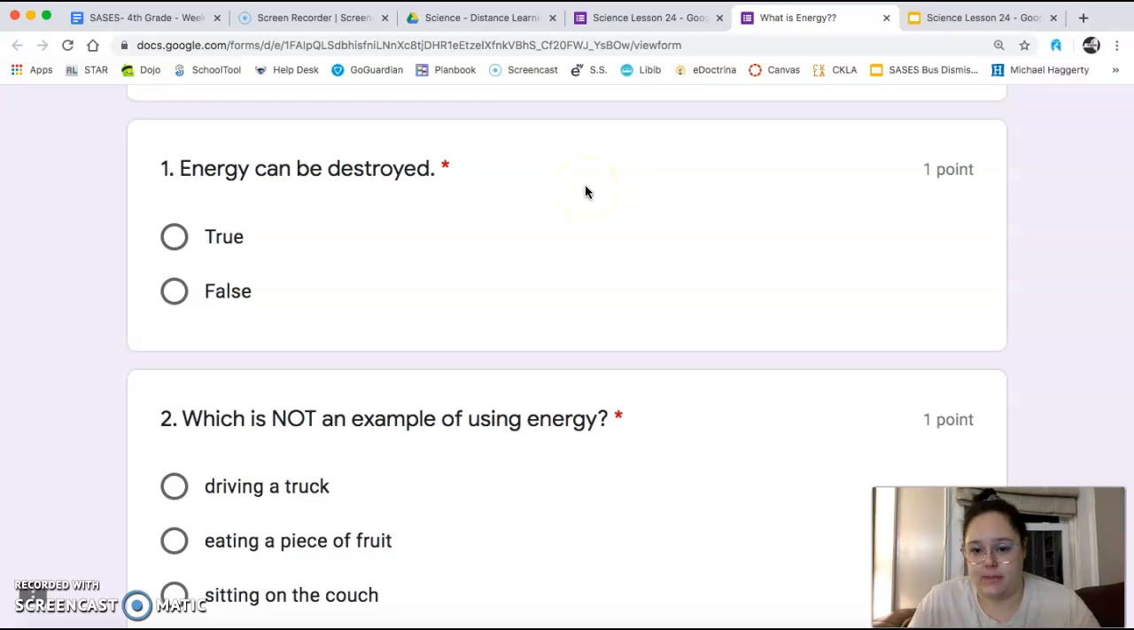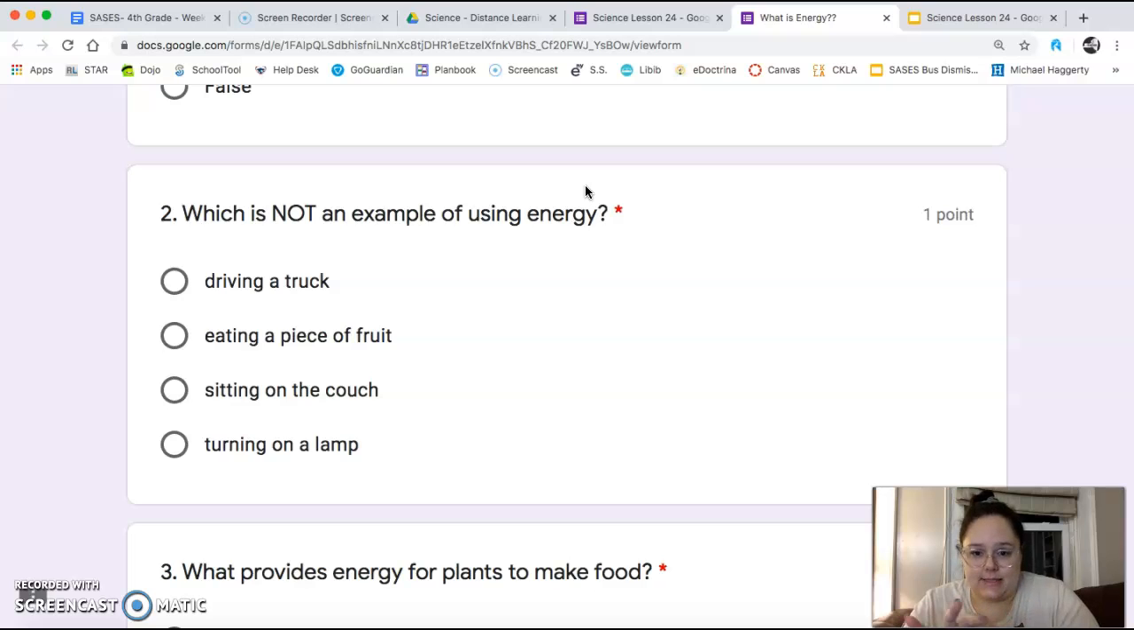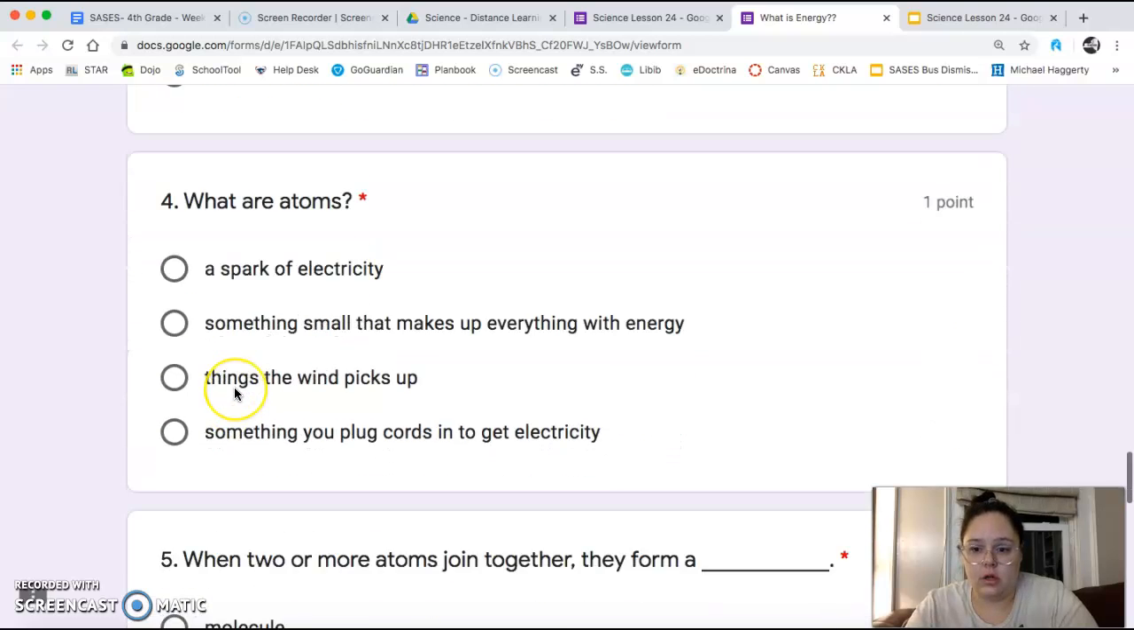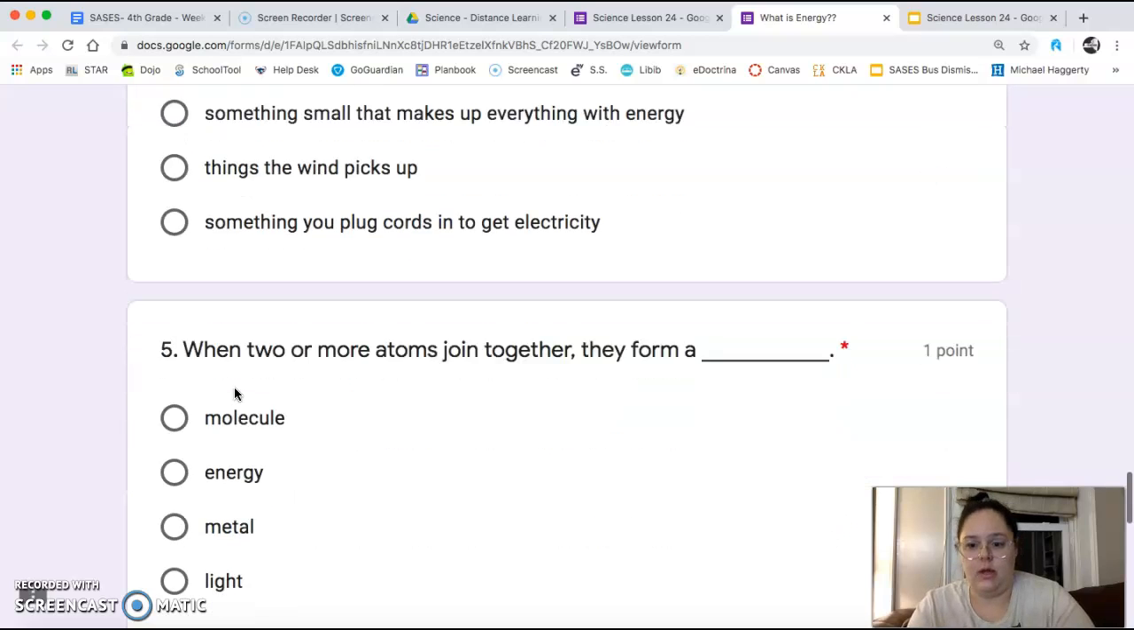Number 1, energy can be destroyed. True or false? Number 2, which is not an example of using energy? Driving a truck, eating a piece of fruit, sitting on the couch, or turning on a lamp. Number 3, what provides energy for plants to make foods? Number 4, what are atoms? Is it a spark of electricity? Something small that makes up everything with energy? Something the wind picks up? Or something you plug cords into to get electricity?